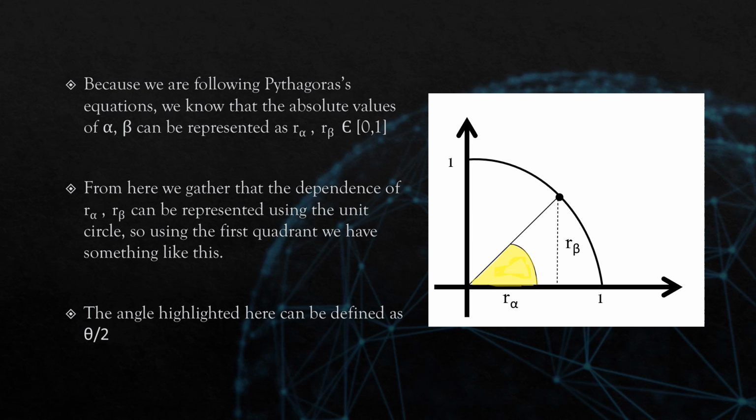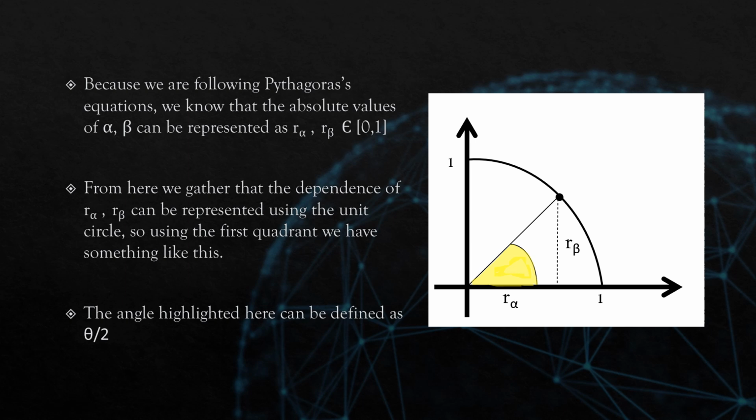The square of each absolute value of the amplitudes is the probability to measure the qubit in the corresponding basis state. Because we know the qubit will be in one of the basis states when measured, the sum of the probabilities must be 1, supporting this equation by Pythagoras. From here, we gather that the dependence of R alpha and R beta can be represented using the unit circle.